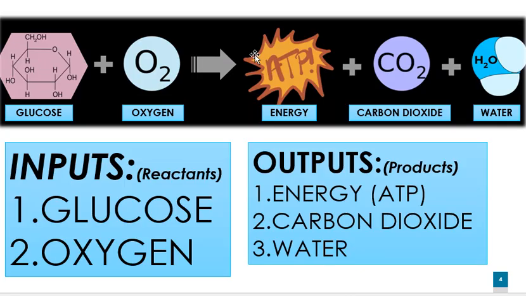If we're going to show the chemical formula or reaction of cellular respiration, this is its chemical formula. Just like photosynthesis, it also has a chemical formula. But what can you observe from this chemical formula? Is it the same as photosynthesis? What were the inputs in photosynthesis? Is it the glucose and oxygen?